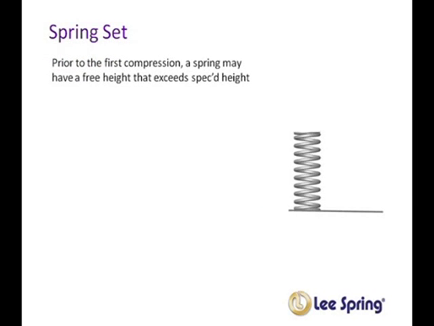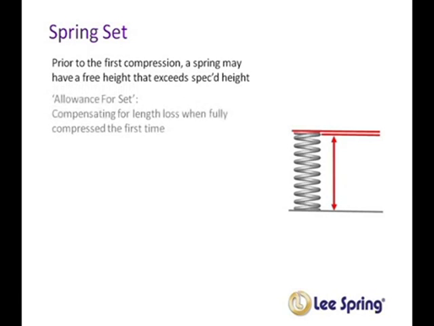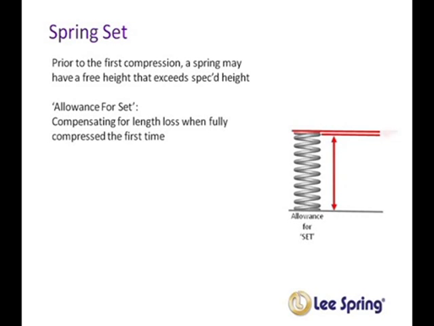Now we will look at what physically happens to a compression spring after manufacturing. Prior to the first compression, a spring's free height may be longer than the specified height. This is common during the manufacture of springs and can be compensated for in two ways. A spring can be built with free length which has an allowance for set. This involves compensating for the length loss when a spring is fully compressed for the very first time.